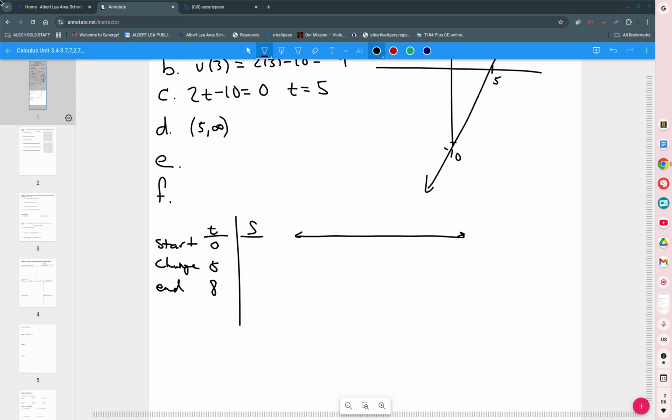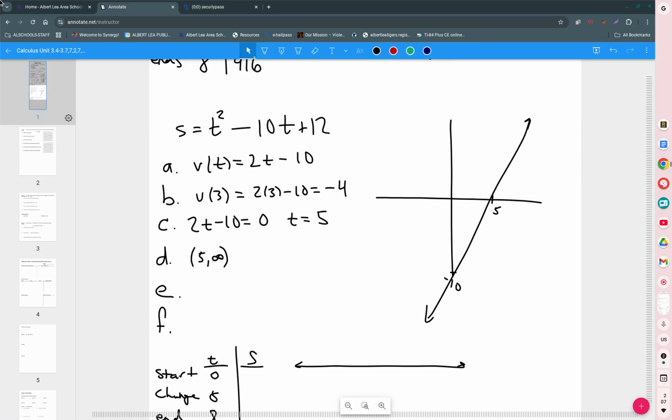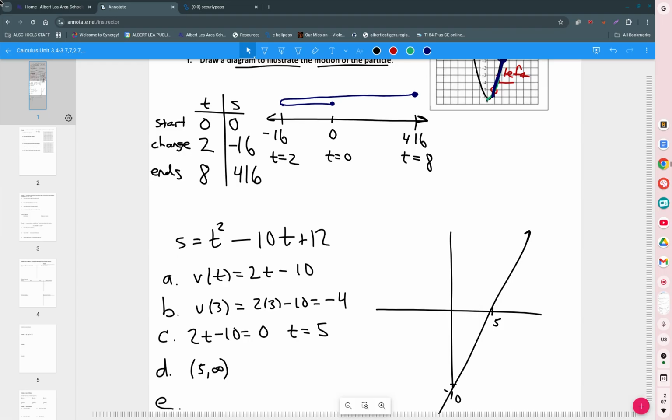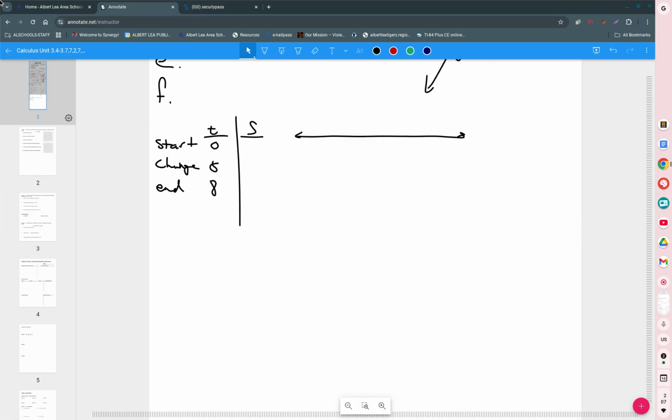How is it that I figure out the location? Plug it into the original, the t squared minus 10t plus 12. Please go ahead and plug those three values into t squared minus 10t plus 12 and see what you get for those three spots there.